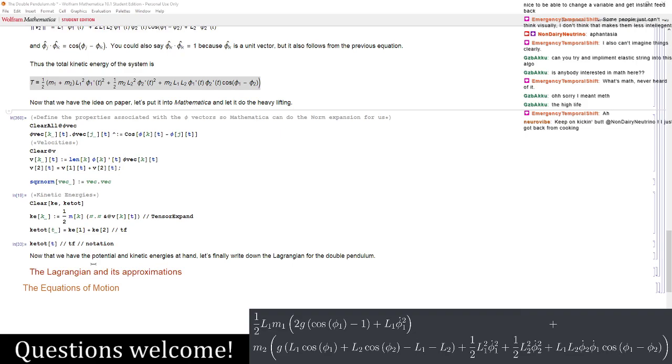And so Emergency says, some people just can't think visually. I don't think that makes them less intelligent. I would agree. On the absolute, yes, 100% that does not make them less intelligent. Well, I stand by that statement. I guess I would say the ability to visualize helps people seem more intelligent, if that's an appreciable difference.